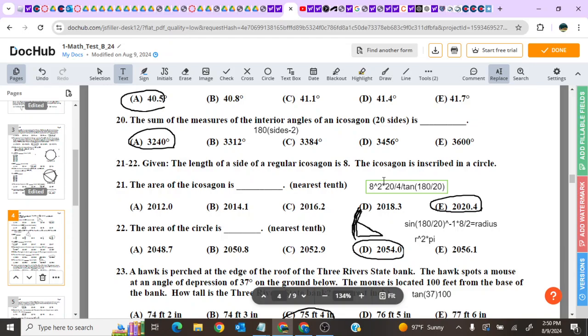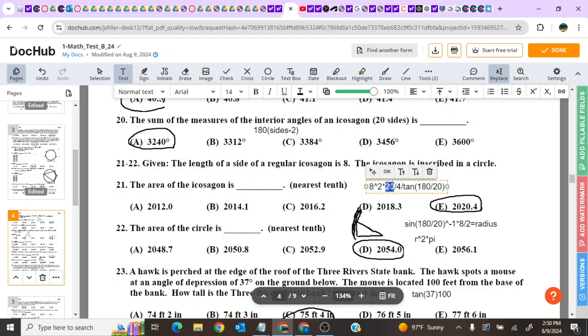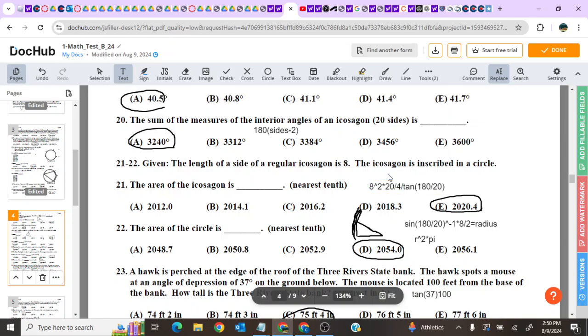21, the length of a side is 8, and it's inscribed in a circle. What is the area of the isogon? So this is an area of a regular polygon: side squared times the number of sides, 20, over 4, over tangent of 180 over the number of sides. This is in degrees mode, obviously. And then if you do that, you'll get a value of 2020.4.